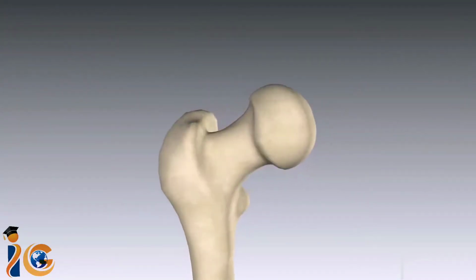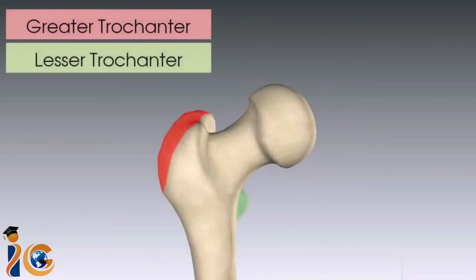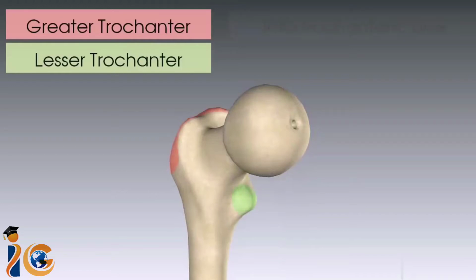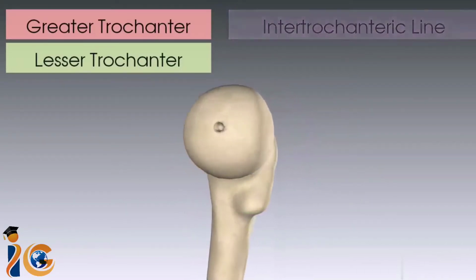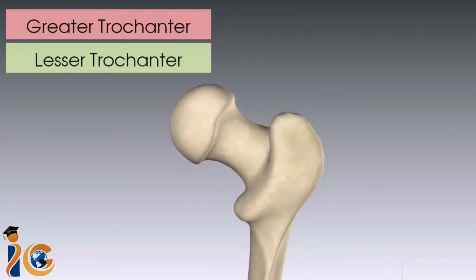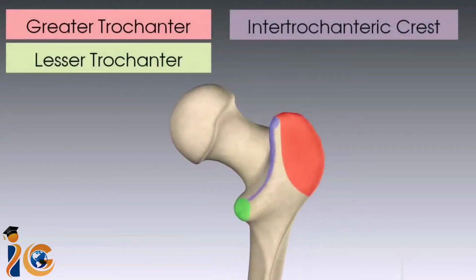The next thing to notice are these two bumps here, which is the greater and lesser trochanter. And then between these two, you have effectively two lines. So on the front, it's called the intertrochanteric line. And then on the back, confusingly, it's then called the intertrochanteric crest, because it looks more like a crest than a line.